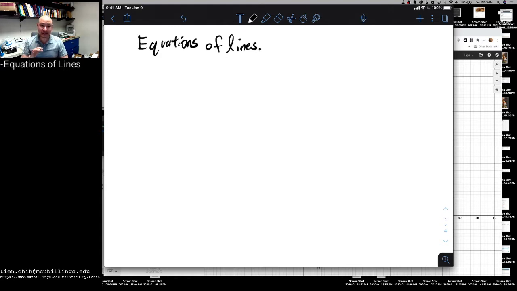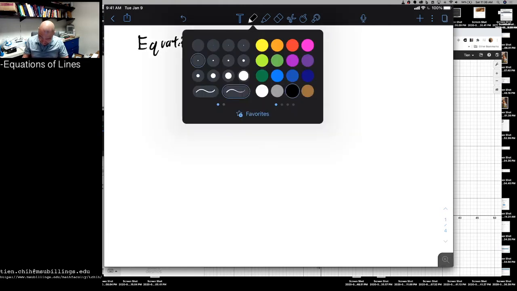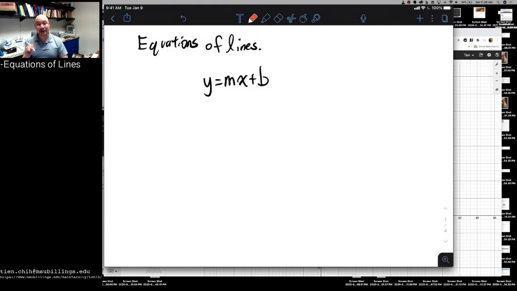So, the most standard way you'll see to express a line or a linear function, the graph of a line or a linear function, is y equals mx plus b, where what we want to think about is that the m is the slope of the line, whether it goes up or down, is it shallow, is it steep, that sort of thing, and the b is the y-intercept, or what we want to think of as the starting point.